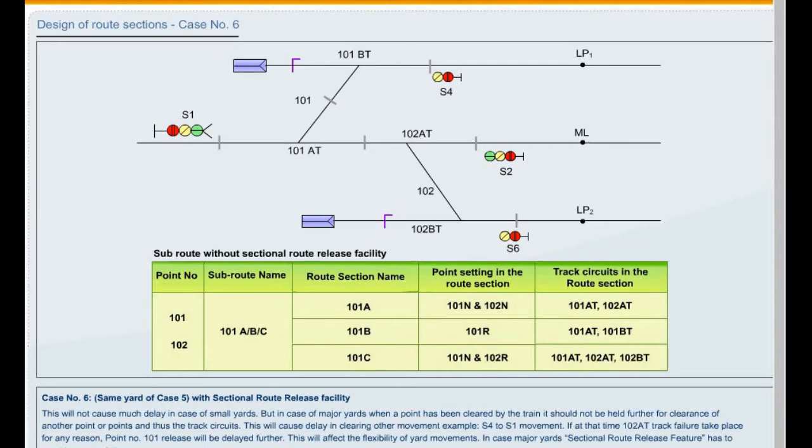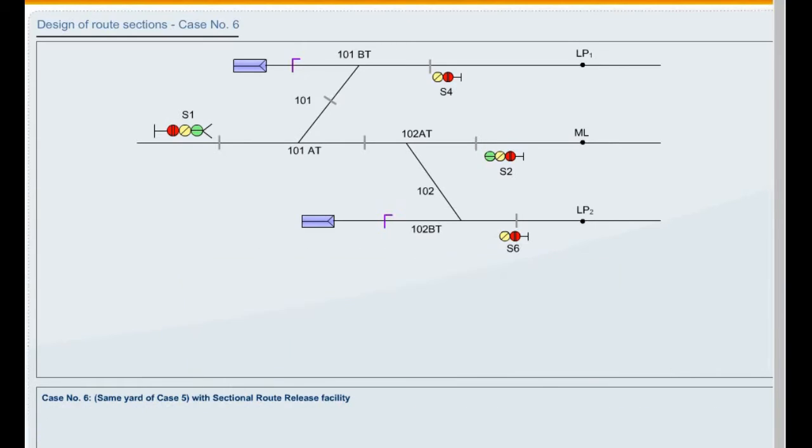This will cause delay in clearing the other movement. Example, S4 to S1 movement. If at that time 102 AT track failure takes place for any reason, point number 101 release will be delayed further. This will affect the flexibility of yard movements. In case of major yards, the sectional route release feature has to be provided to the full extent.